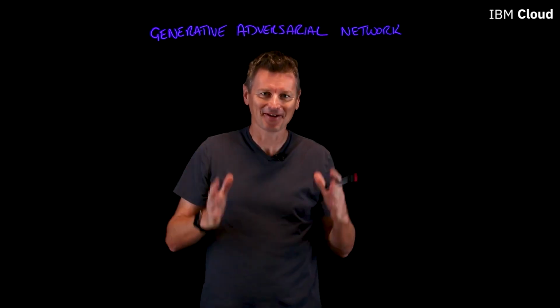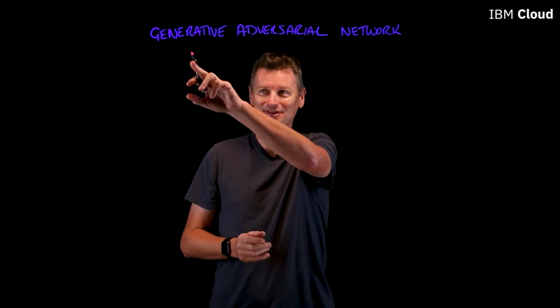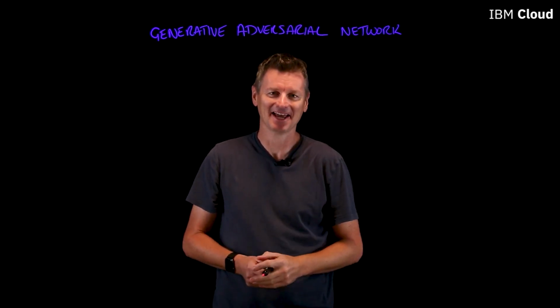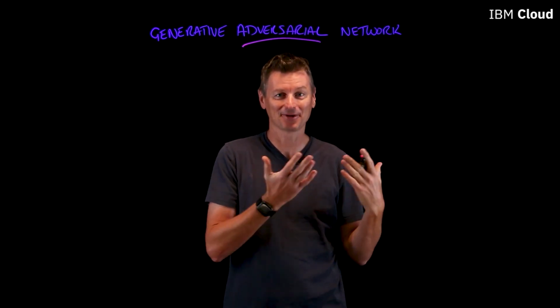One of my favorite machine learning algorithms is generative adversarial networks, or GAN. It pits two AI models off against each other, hence the adversarial part. Now, most machine learning models are used to generate a prediction.